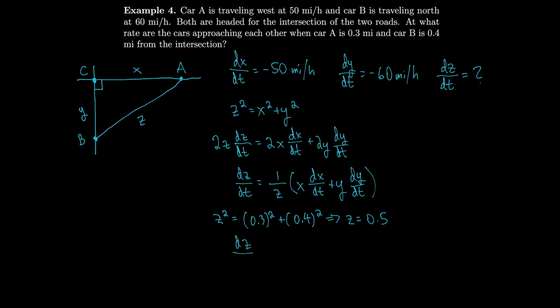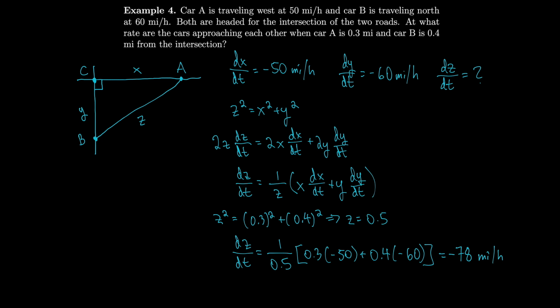So now dz/dt at this instant is 1 over 0.5 times 0.3 times minus 50 plus 0.4 times minus 60. So that's minus 78 miles per hour. So that's the rate at which z is changing, because z is getting smaller and smaller.